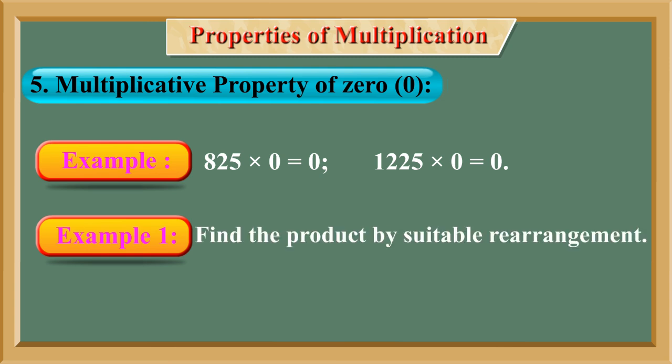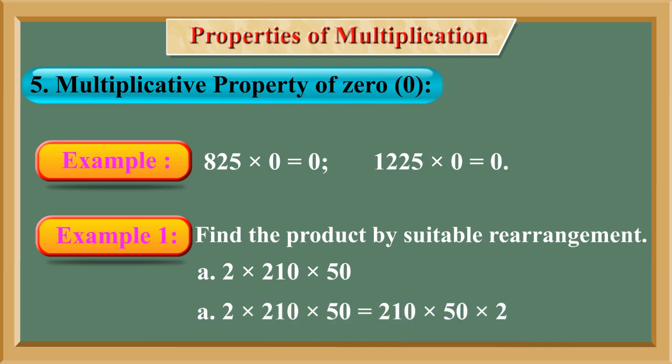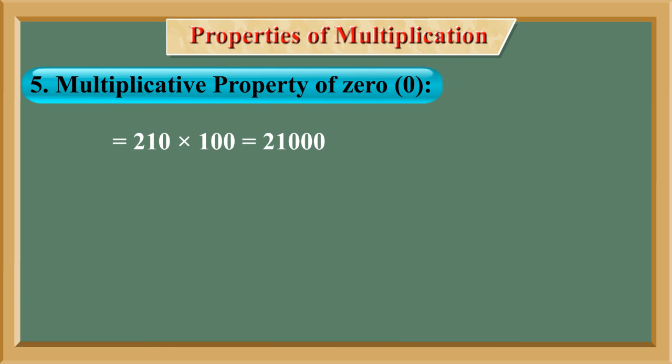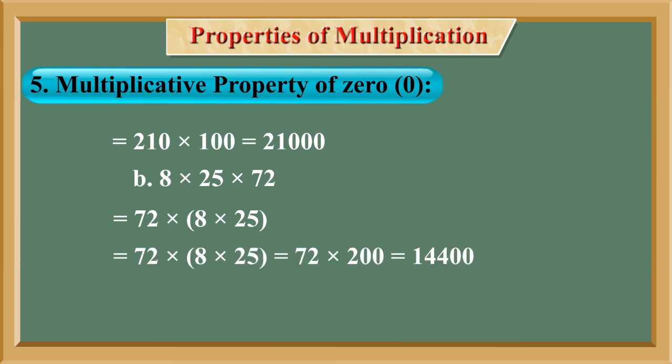Example 1. Find the product by suitable rearrangement. A. 2 multiplied by 210 multiplied by 50 is equal to 210 multiplied by 50 multiplied by 2, which is equal to 210 multiplied by 100, which is equal to 21,000. B. 8 multiplied by 25 multiplied by 72, which is equal to 72 multiplied by 8 multiplied by 25. 72 multiplied by 8 multiplied by 25 is equal to 72 multiplied by 200, which is equal to 14,400.